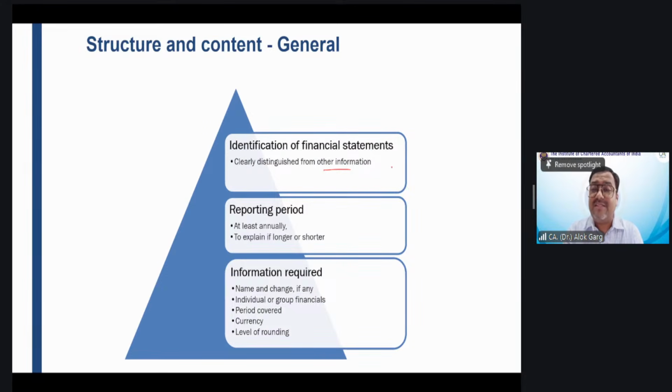Friends, this is the requirement which is given in Ind AS 1. It says that in a series of documents, in a particular document or in a particular publication, your financial statement has to be clearly distinguished from the other information. Okay. Reporting period. The reporting period has to be at least annually. If the reporting period is longer or shorter, it has to be explained.